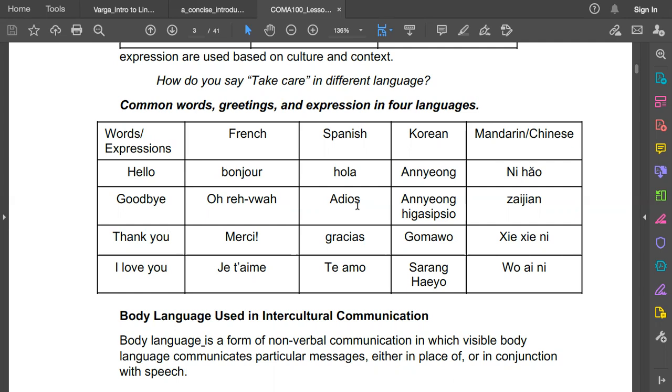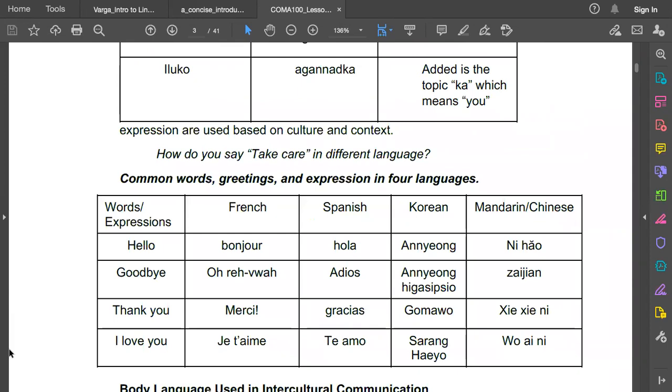In Korean, hello, goodbye, thank you, and I love you are annyeong, annyeonghi gaseyo, kamsahamnida, and saranghaeyo. In Mandarin, hello is ni hao, goodbye is zaijian, thank you is xiexie, and I love you is wo ai ni. So that is the verbal communication for basic greetings for countries and languages we commonly know.